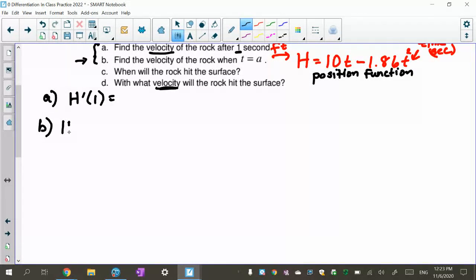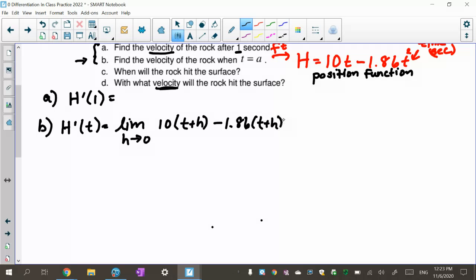So I'm going to find h prime of t now because everything's in t's. I'm going to actually use this function and put in t plus h instead of x plus h just because we're talking about time. And it helps you to see how this works a little bit better if I can mix it up a little bit like that. So I'm going to do 10 times t plus h minus 1.86 times t plus h squared. So there's that. And I'm going to subtract 10t minus 1.86t squared. And it's all over h.